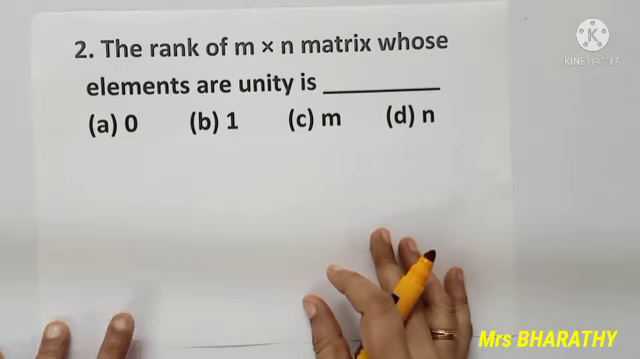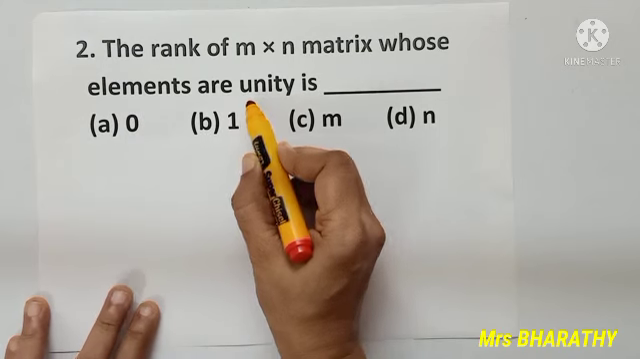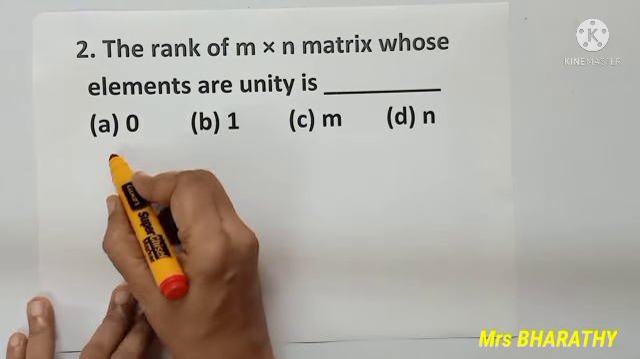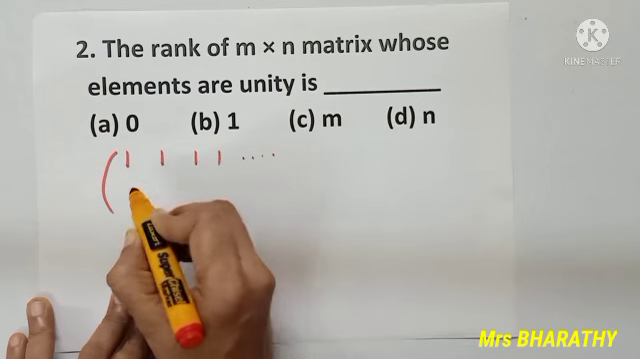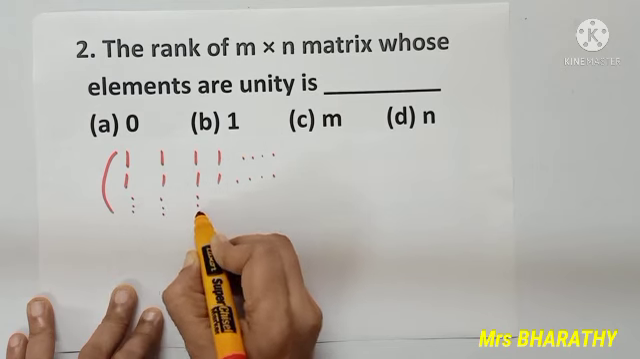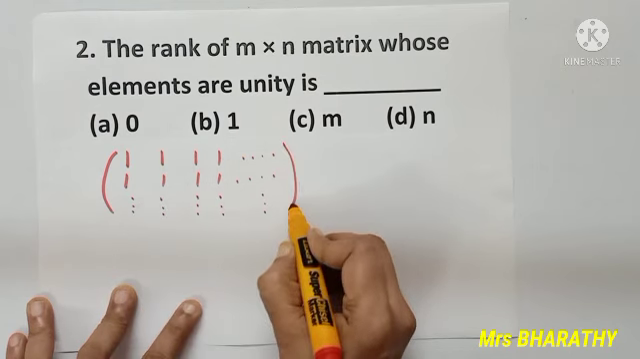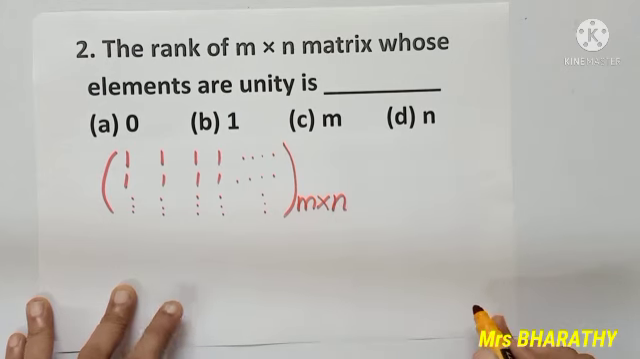Question number 2. The rank of an M by N matrix whose elements are unity. What do you mean by the word unity? It goes 1, 1, 1 and so on. Every element is 1, 1, 1 only. So this is an M by N matrix.